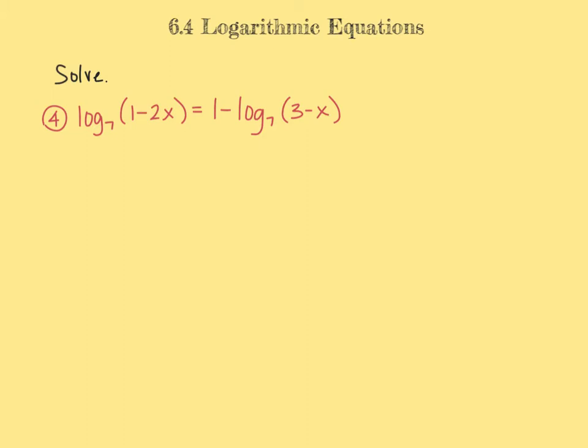In problem number 4, we see, once again, just like problem 3, we have 3 terms. 2 of them are log terms. So let's get those log terms on the same side of the equal sign just by themselves, and then see if we can simplify them by condensing them using properties of logs. So I'm going to add log base 7 of 3 minus x to both sides.